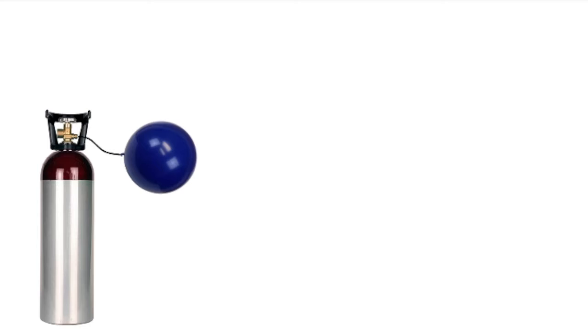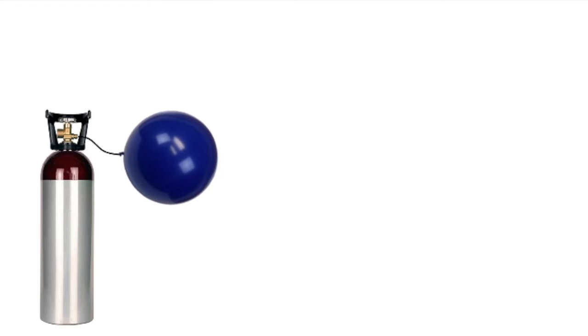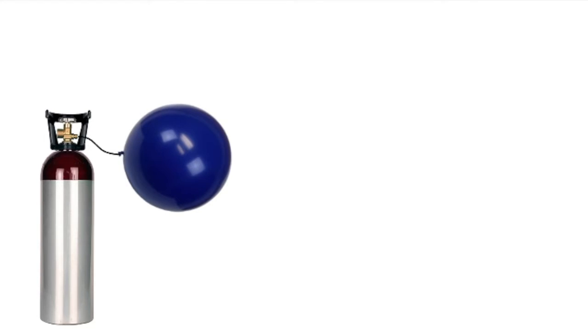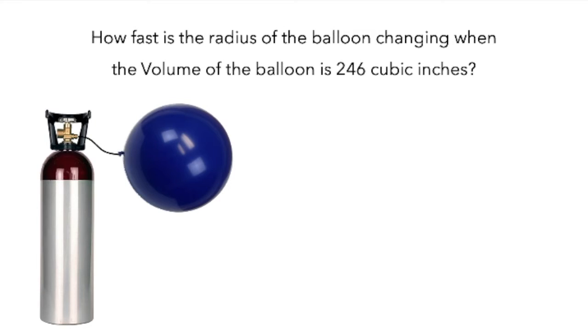First, I'll describe how to create a formula to solve related rates problems. Here's a spherical balloon that is being filled with helium at a constant rate of 90 cubic inches per second. We would like to know how fast the radius of the balloon is changing when its volume is 246 cubic inches.